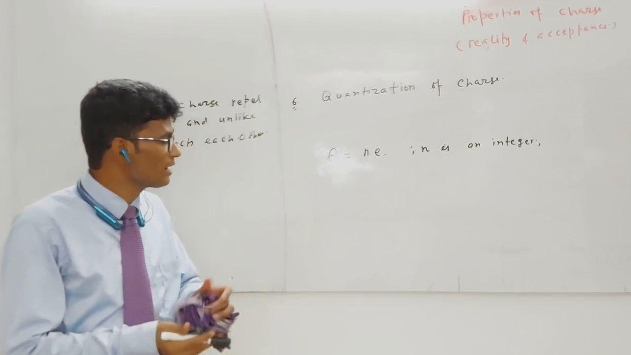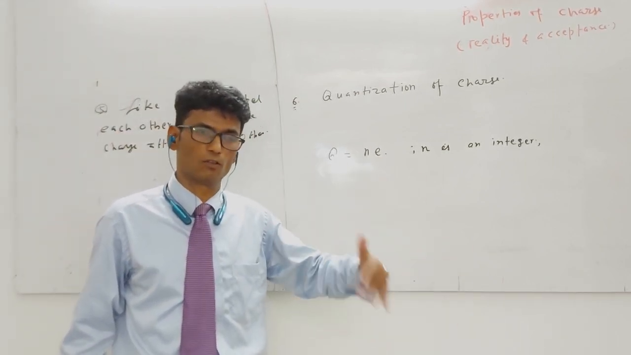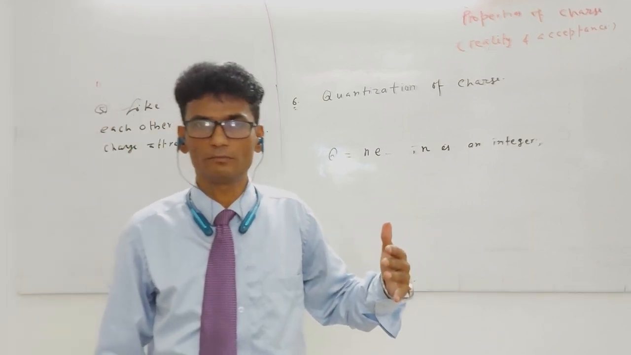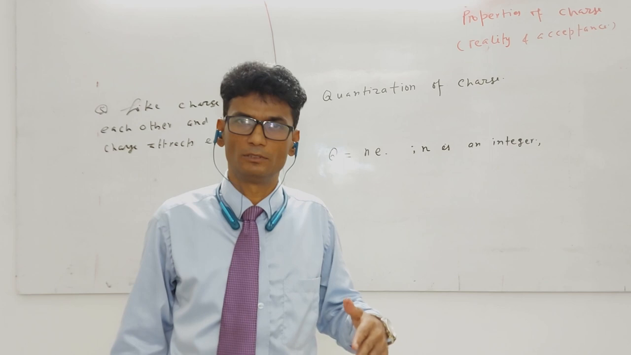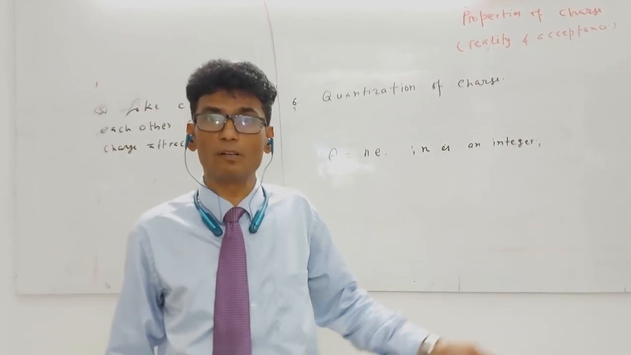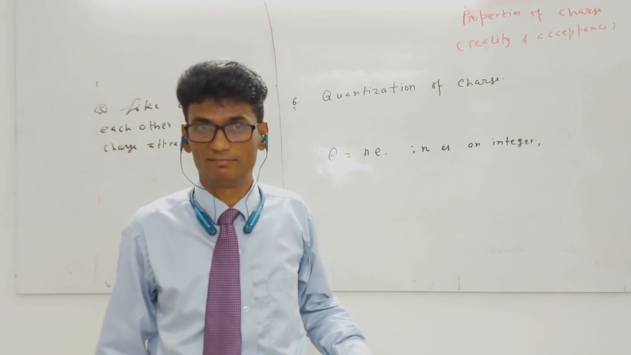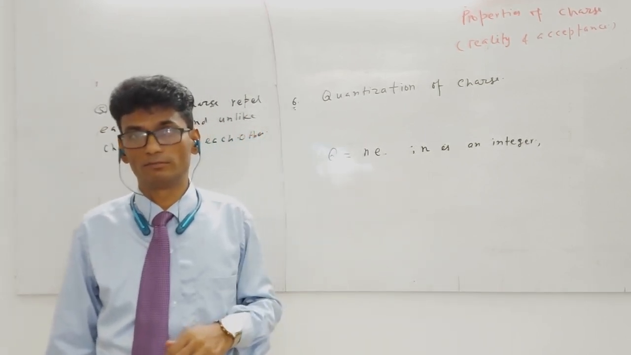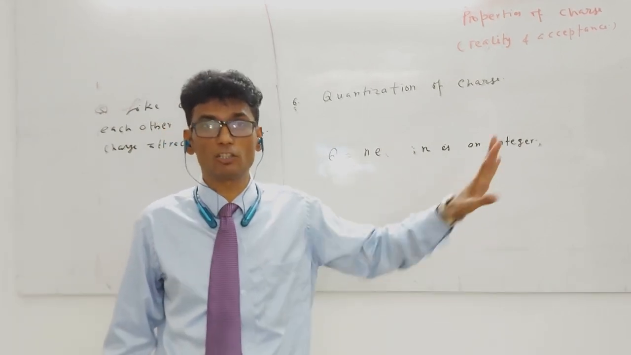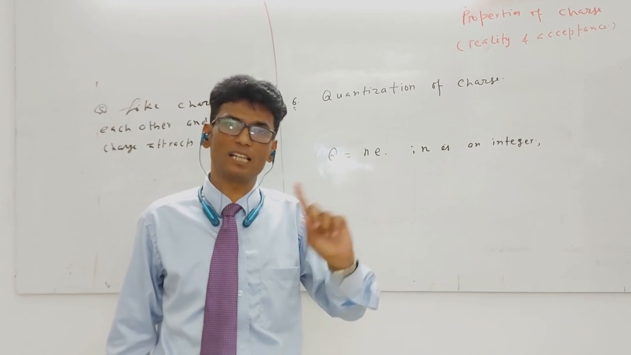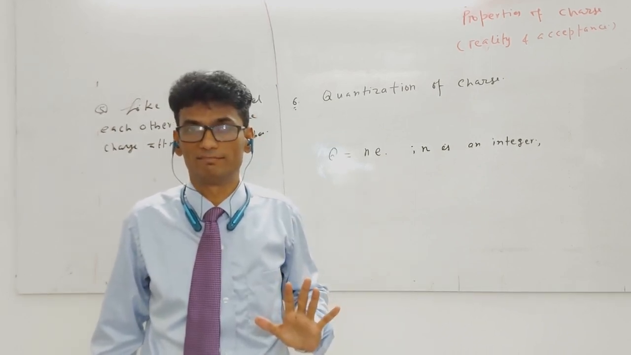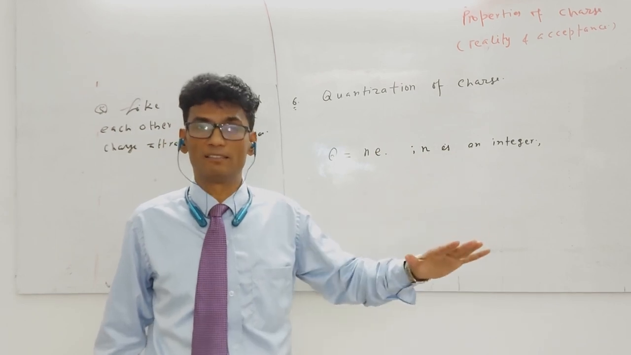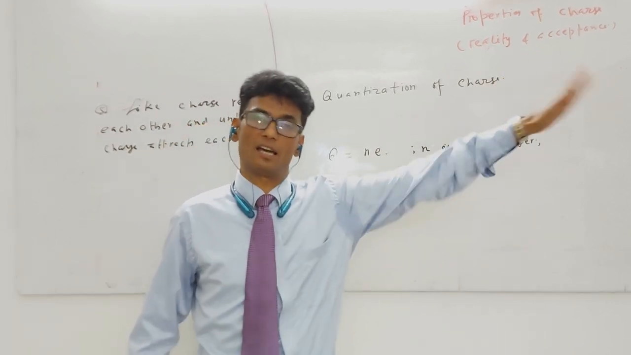It means we have to transfer from one body to the other one electron, two electrons, three electrons, 1000 electrons, 10,000 electrons, and so on, millions and billions of electrons. But we never say one body transferred to the other 3.5 electrons, 2.3 electrons, 7.9 electrons, no, because the electronic charge itself is a very small fraction. But still, the transfer of integral multiples of n is termed quantization of charge.